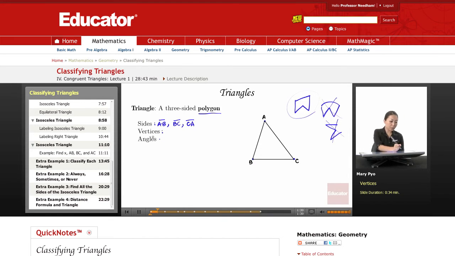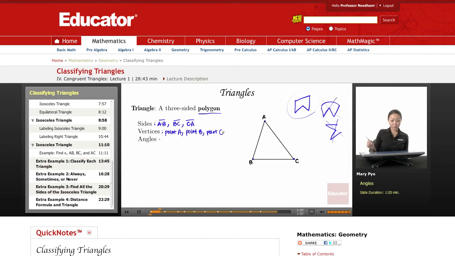The word vertices is the plural of vertex. So if I just talk about one, then I would just say vertex. But since I have three, it's vertices. And that would just be point A, point B, and point C. Those are my vertices.